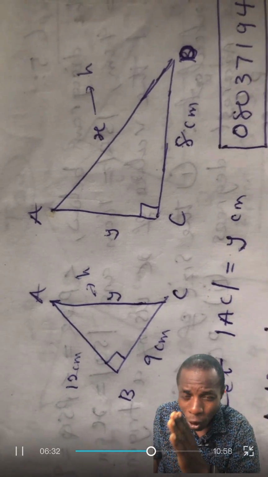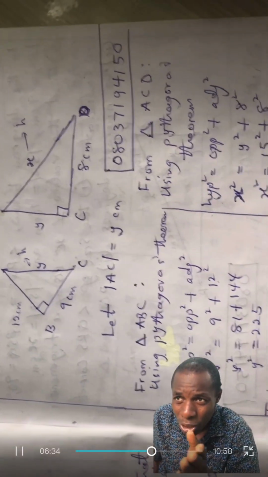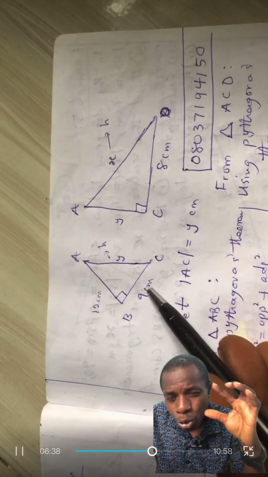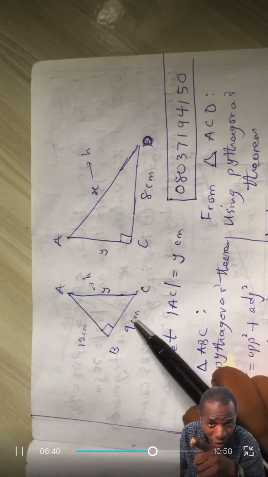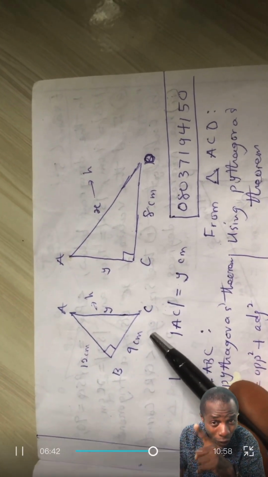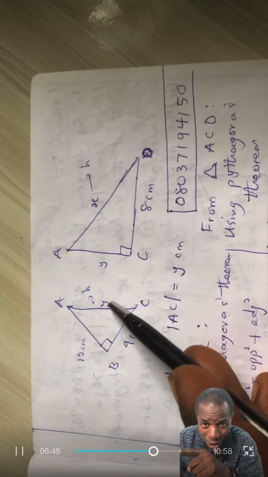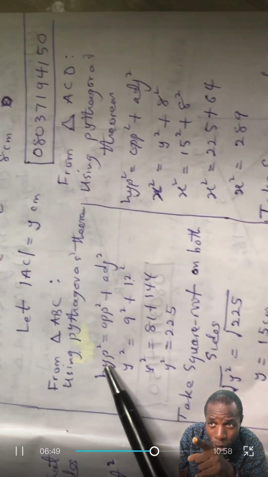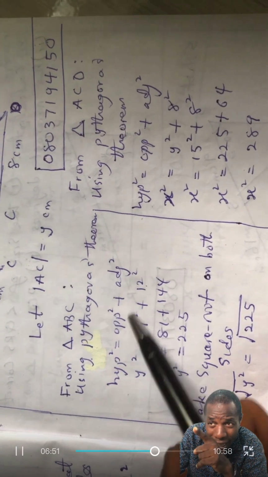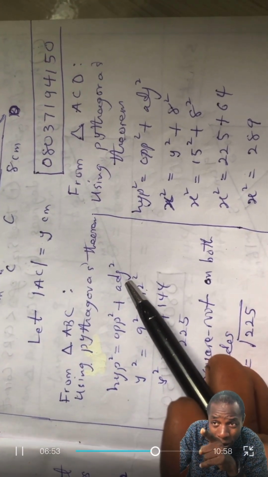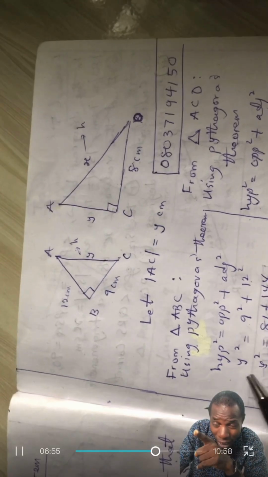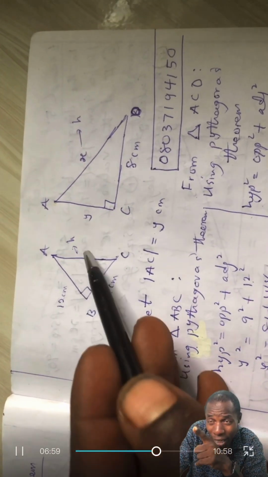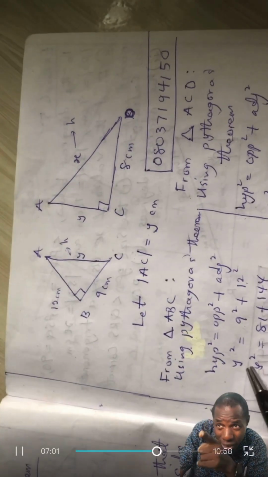So to find the value of the common side, look at the two right angle triangles. You will discover that in the first right angle triangle, they give us two sides. In finding the value of the third side, we use Pythagoras theorem, which says that hypotenuse square is equal to opposite square plus adjacent square. So our hypotenuse here is y. Y is facing this right angle, so y is the hypotenuse.